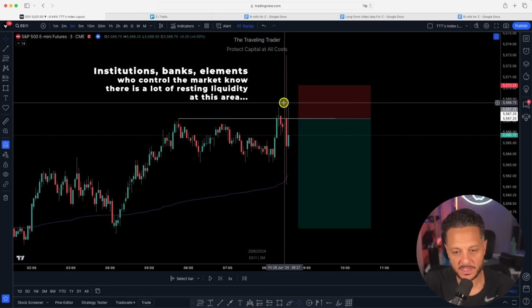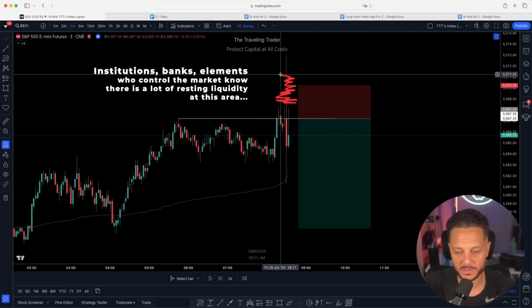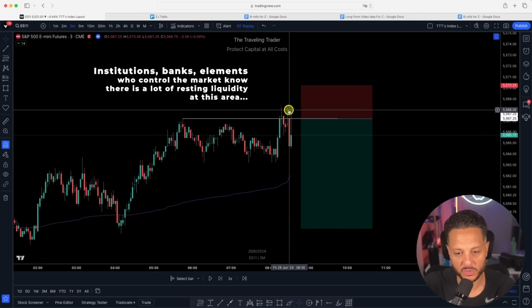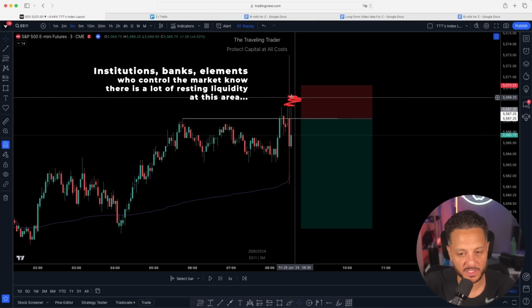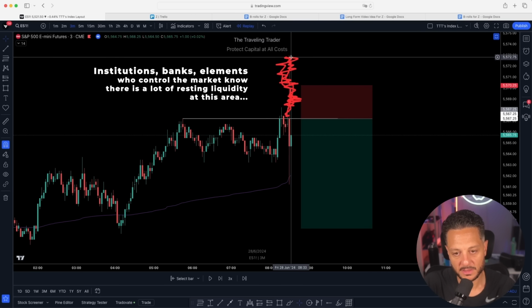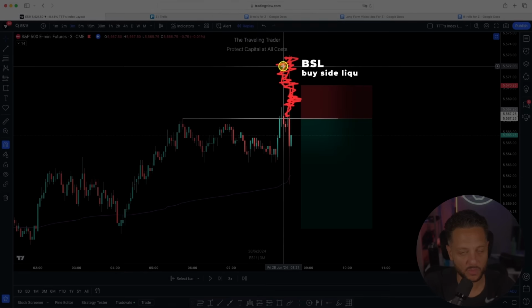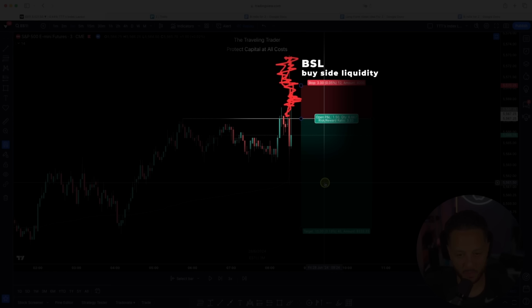Institutions, central banks, big players, liquidity drivers, market makers, there's so many big players involved in the market. It's not just one big boogeyman, right? Hedge funds likely know that there's a lot of resting liquidity here, right? And what are these in the form of? They're in the form of buy orders in this case.